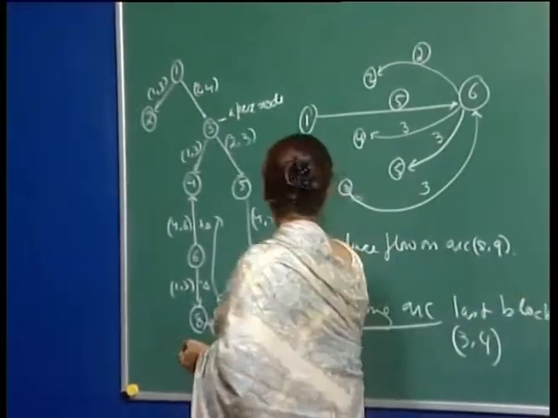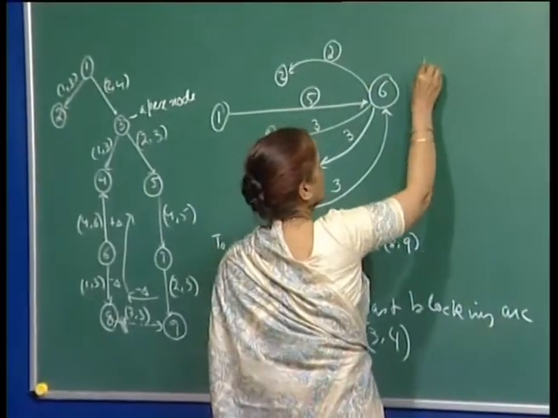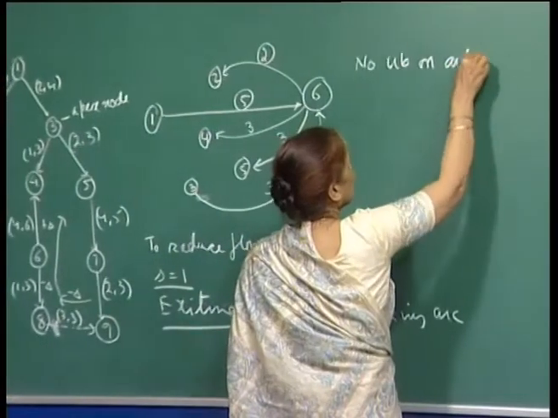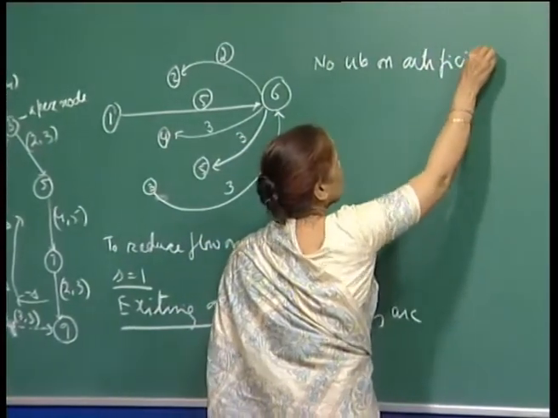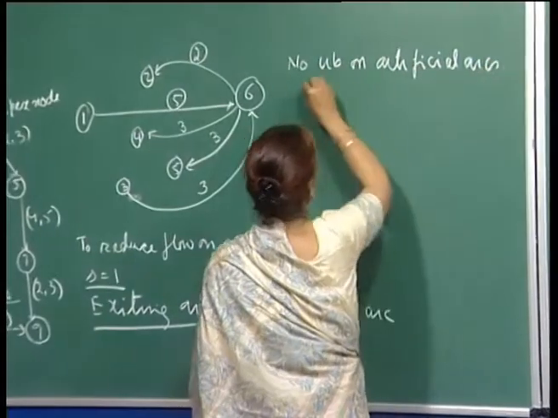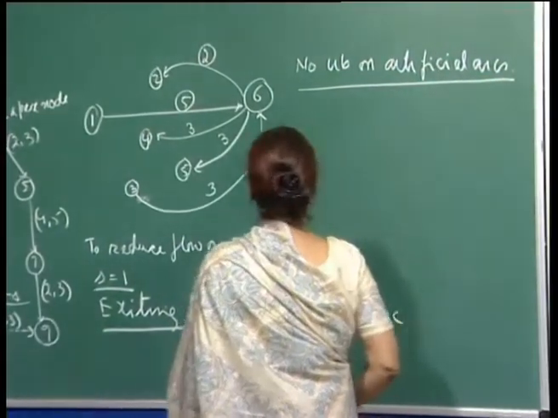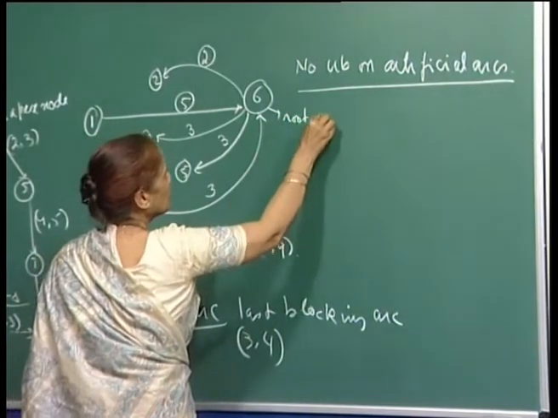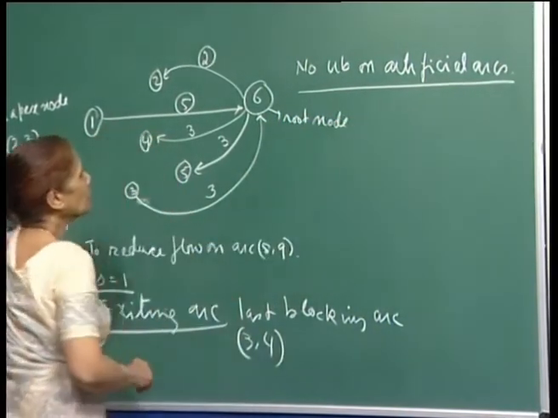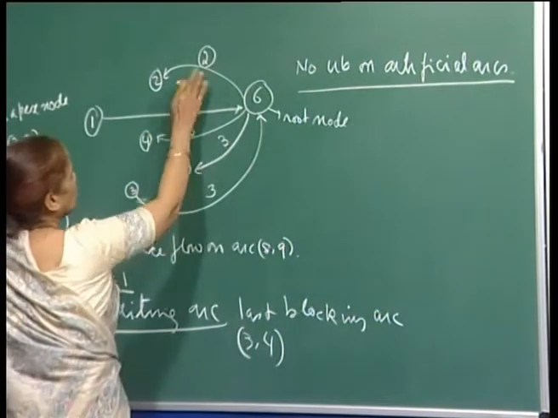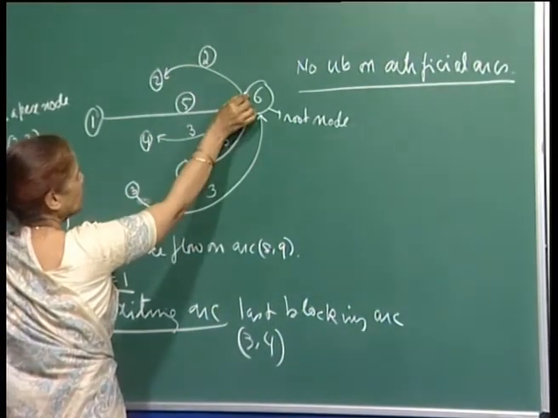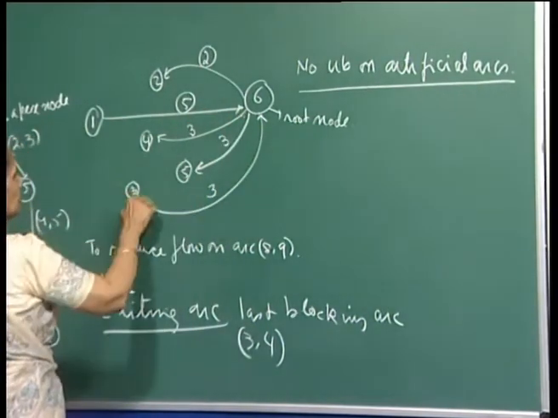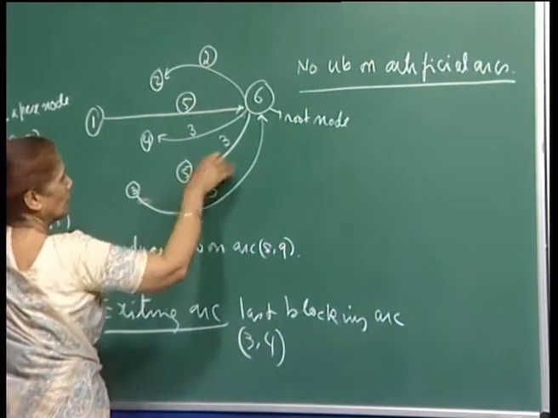artificial arcs have no upper bounds, right? No upper bounds on artificial arcs. So therefore, you see that this will be my root node in this case. This is the root node. So then you see there are 2 units of flow, so I can decrease the flow on these arcs. On all these arcs I can decrease the flow, and on all these arcs I can increase the flow.